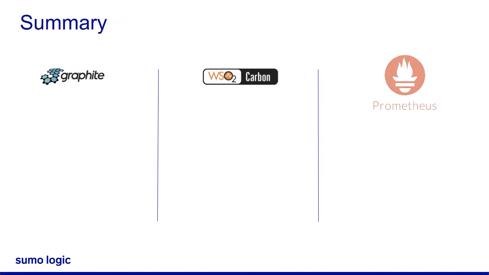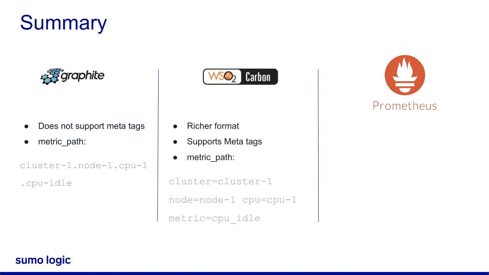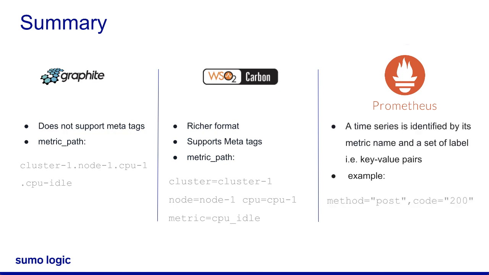Let's quickly recap these metrics formats. Graphite formatted metrics have a simple format and do not support metadata tags. Carbon 2.0 is a richer metric format than Graphite because it supports meta tags. In the Prometheus format, a time series is uniquely identified by its metric name and a set of labels, which are key-value pairs.